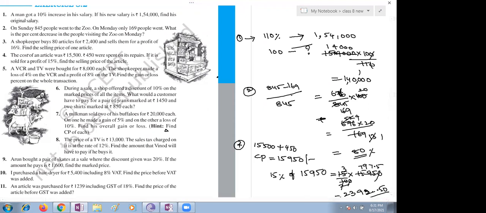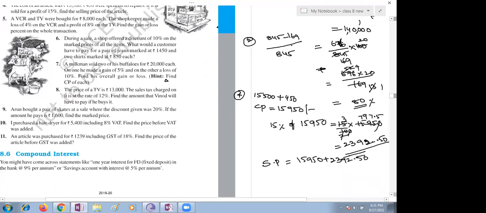Next, coming to the sixth one. During a sale, a shop offered a discount of 10% on the marked prices of all items. What would a customer have to pay for a pair of jeans marked at 1,450 and two shirts marked at Rupees 840 each?